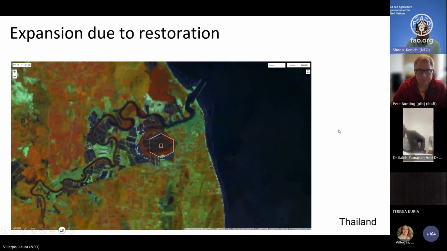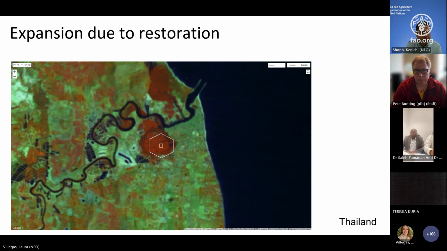Okay, so one more example. This is an example of a mangrove recovery or regeneration due to restoration efforts. And this one is from Thailand. So in year 2000, within the hexagon plot, you see mostly water. And you go to the next slide. So this is 10 years later, and you see obviously that there's vegetation regrowing within the hexagon plot.